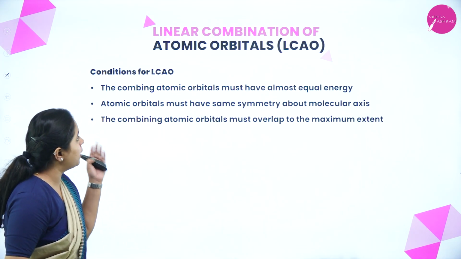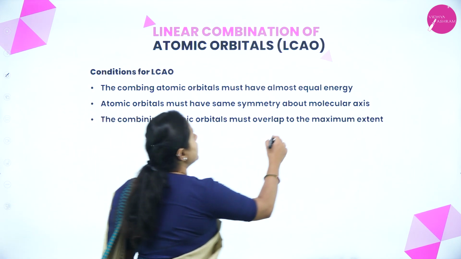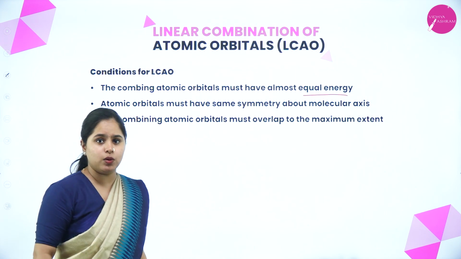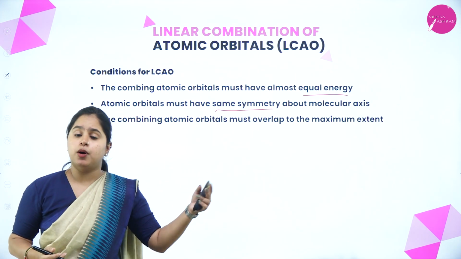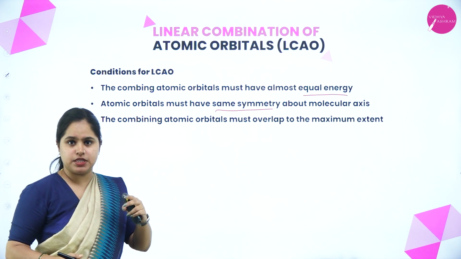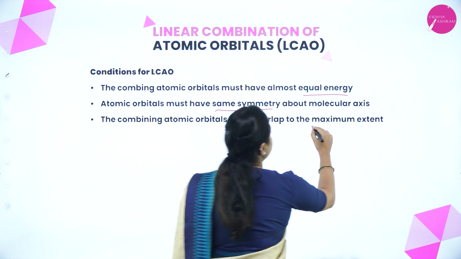The first one is that the combining atomic orbitals must have equal energy. The atomic orbitals which are combining to form molecular orbitals must have equal energy. Second one, atomic orbitals must have the same symmetry about the molecular axis. So they must have equal energy as well as the same symmetry. And then the combining atomic orbitals must overlap to the maximum extent.